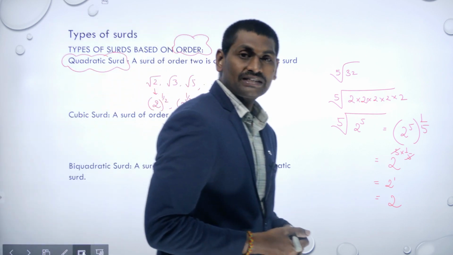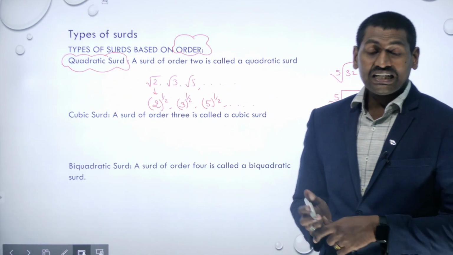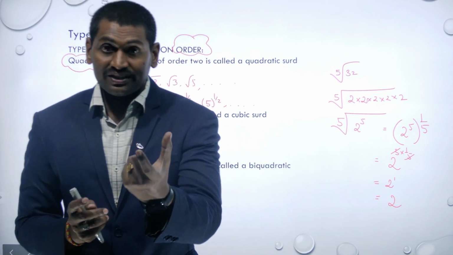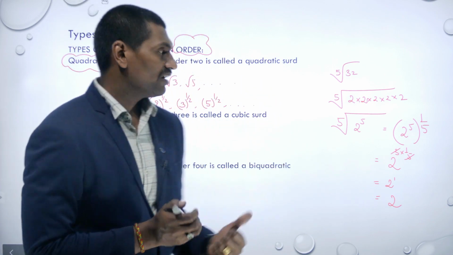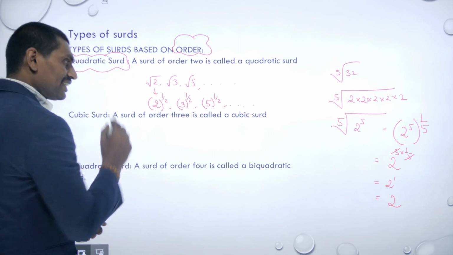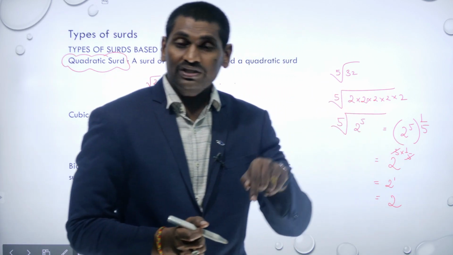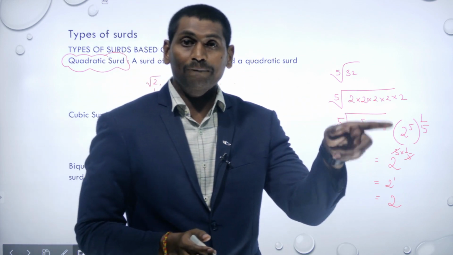So while you are expressing a surd, the radicand cannot be expressed as an exponent of its order. That means for a quadratic surd, the radicand cannot be a square number. For a cubic surd, the radicand cannot be a cube number.